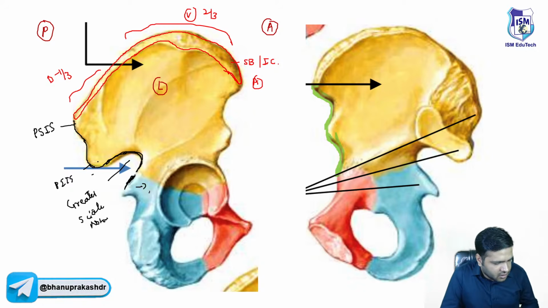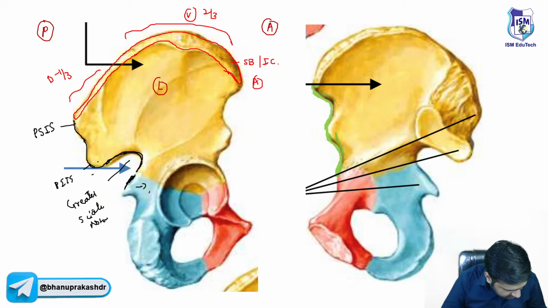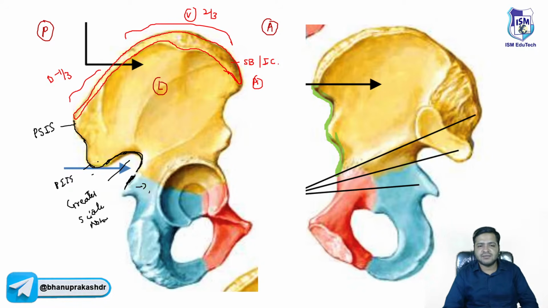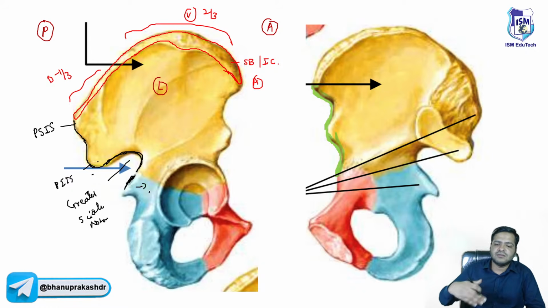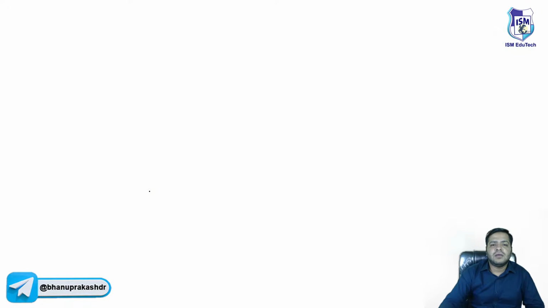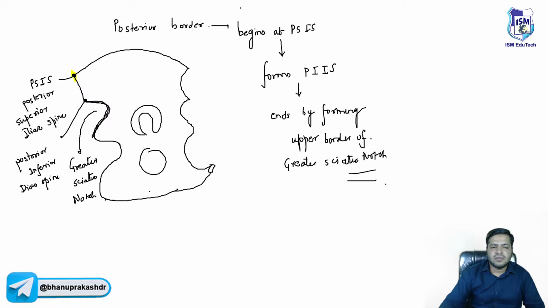The lower border of the greater sciatic notch. Yes, ischium, Kriti, very good. Dimple D, very good, beta. It is the ischium. It is forming the lower border of the greater sciatic notch. Yes, Garima, Ash, Kiran, Harsh, very good, beta. It is the lower border of the greater sciatic notch, formed by the ischium. So yes, that was about the posterior border.